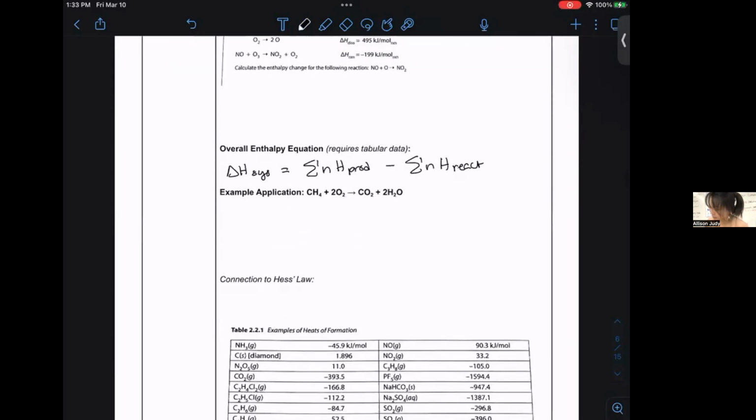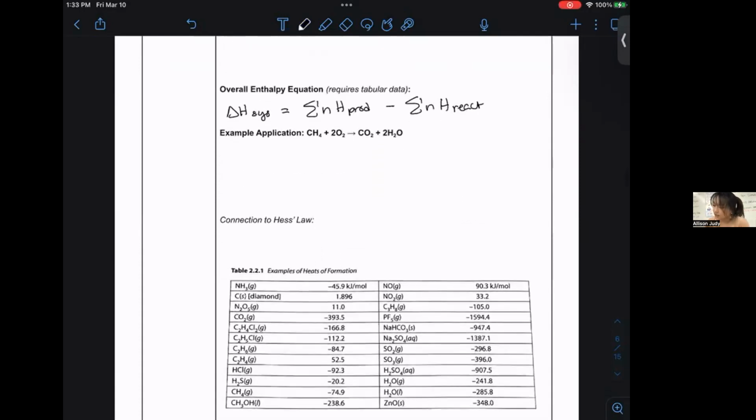So, for example, CH4 plus 2O2 goes to CO2 plus 2H2O. The enthalpy of this system will equal the sum, and maybe I'm just going to write brackets, the sum of whatever the enthalpy of CO2 is, plus the enthalpy times 2 of H2O, minus the enthalpy of CH4, plus the enthalpy of 2 O2s.